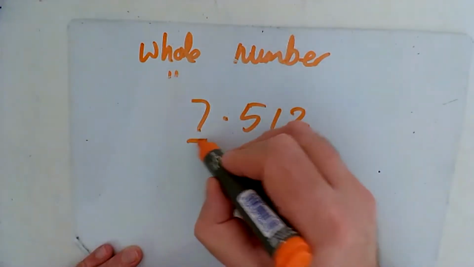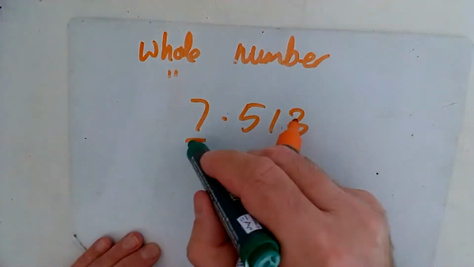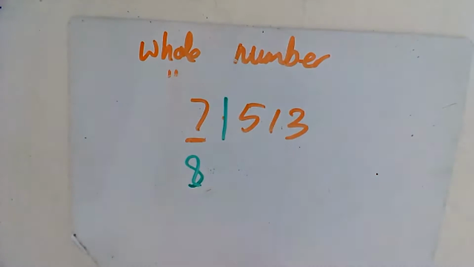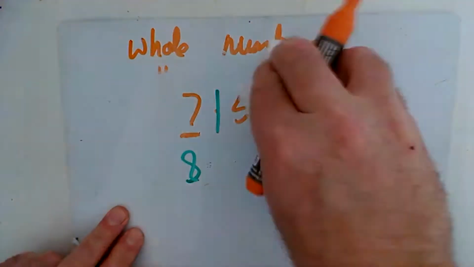7.513. So this is my nearest whole number. This is my whole number. Does the 5 affect it? Yes. The answer is 8. I don't put anything else in there apart from the whole number.